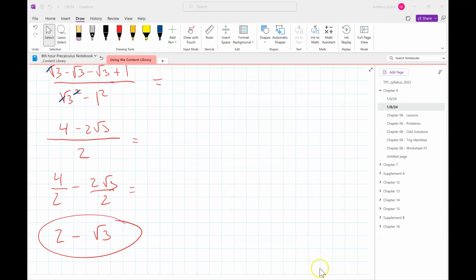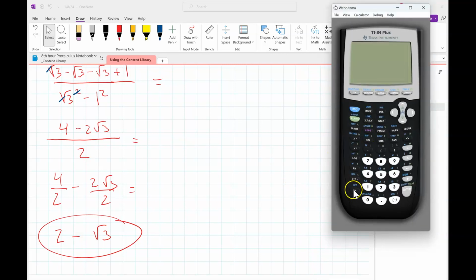A reminder here that these are all checkable. So to do that, I'm just going to take my calculator and make sure I'm in degree mode since the original problem was tan of 195. Let's see what that decimal is supposed to be. That. And then I'll take my answer, 2 minus root 3. And what do I notice? They're the same. What does that tell me? I did it!